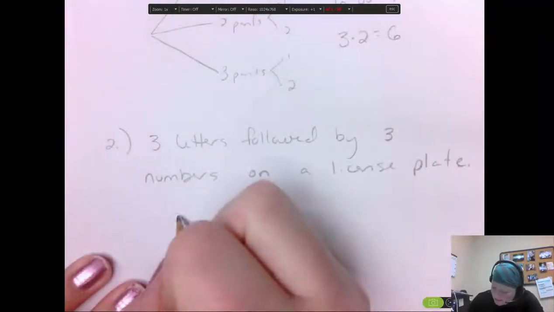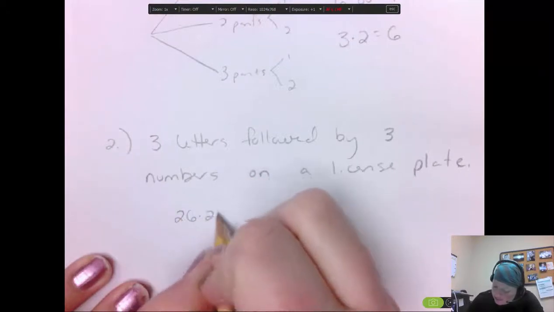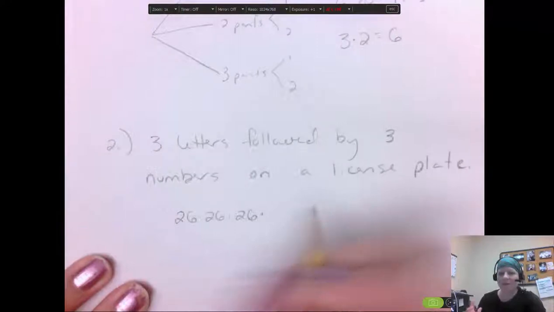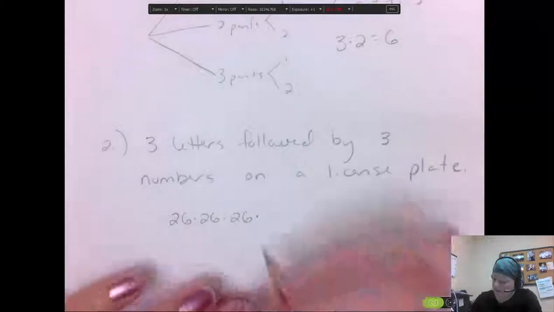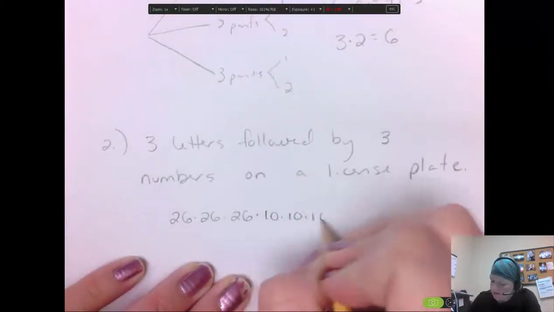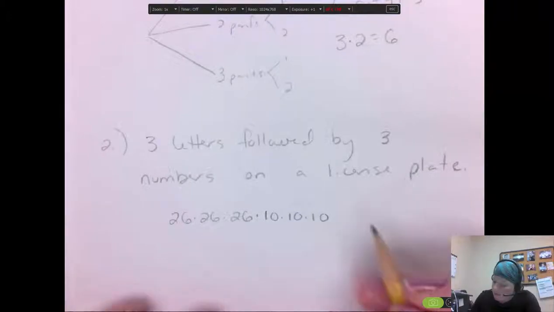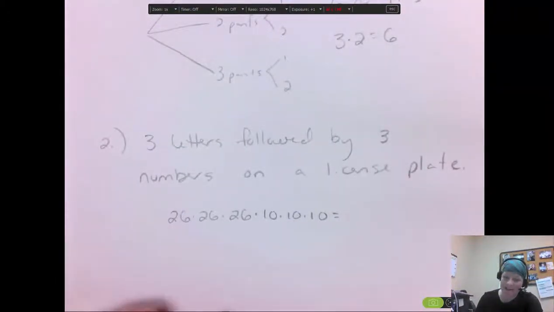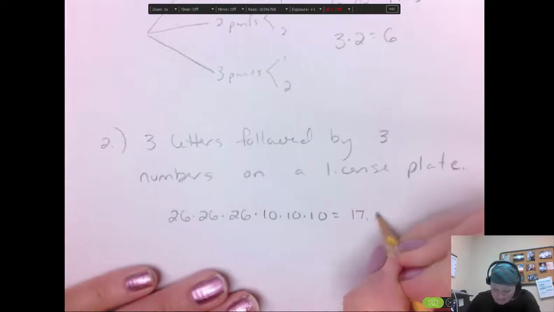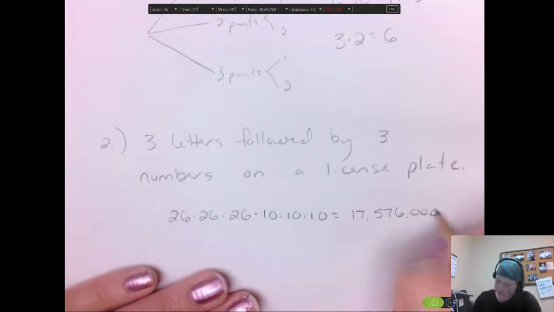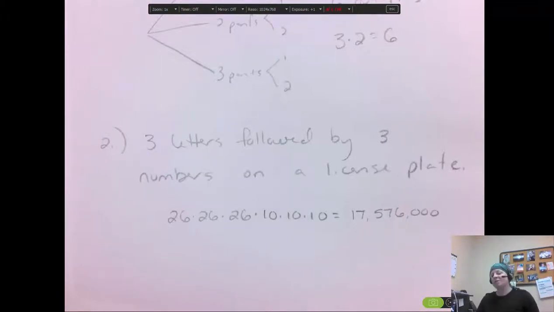So there's 3 letters, so we know that that would be 26 times 26 times 26. And we're followed by 3 numbers. So we can put 0 through 9, the digits. So there's 10 digits that we could put on each one, and we have 3 of those. So multiplying all of these together is how many license plates I can make with 3 letters followed by 3 numbers, and that works out to be 17,576,000. Wish that was my money in my bank account. So that's how many license plates I can make by using just 3 letters and 3 numbers.